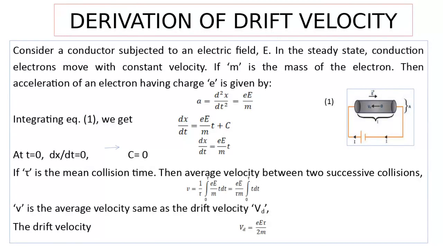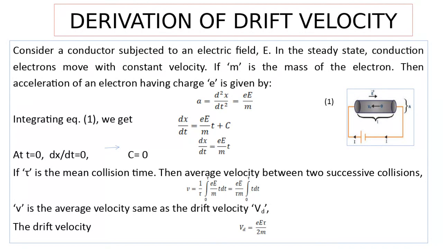So now we are doing the derivation of drift velocity. In this we are considering we have a conductor and we are applying an electric field to it. If we apply an electric field to any conductor, what will happen? The electrons inside the conductor are accelerated. They are accelerated because we are applying an electric force to them.